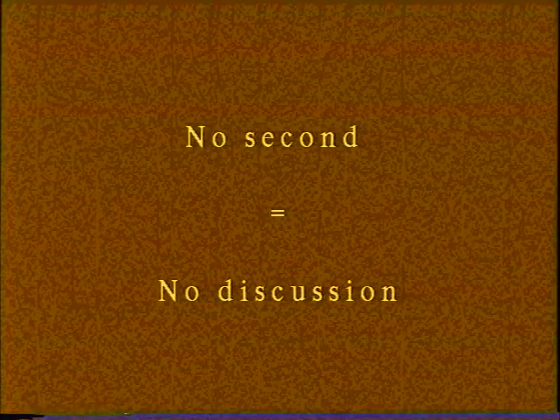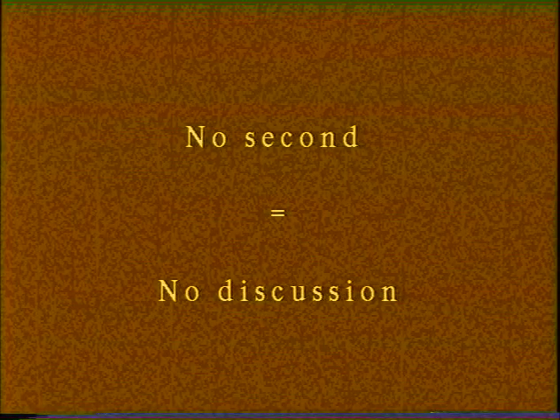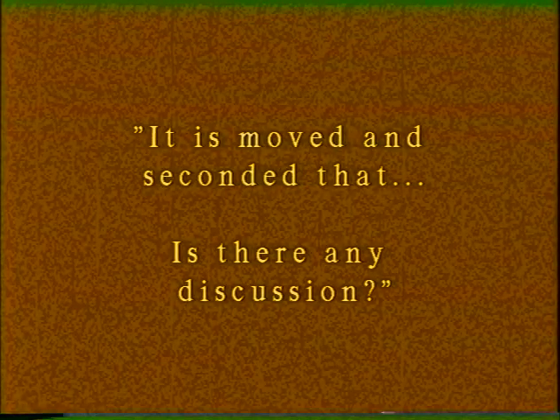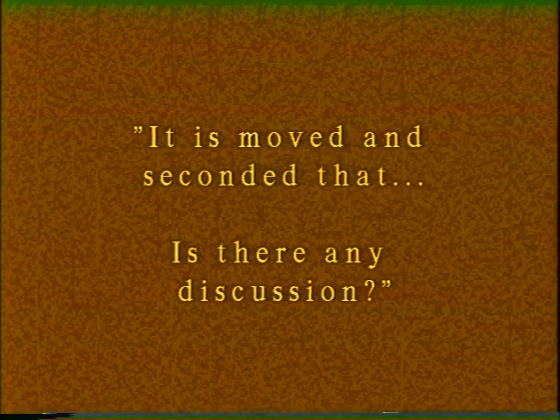If your motion does not get a second, it cannot be discussed, and the presiding officer goes on to the next business in order. If no one seconds it, the presiding officer can ask, "Is there a second?" If it is seconded, the presiding officer will say, "It is moved and seconded that... Is there any discussion?" For example, "It is moved and seconded that we have a car wash on January 20th to raise money for the dance fund. Is there any discussion?"